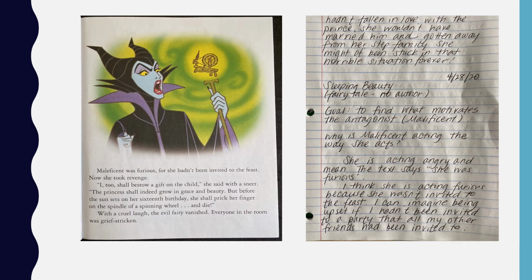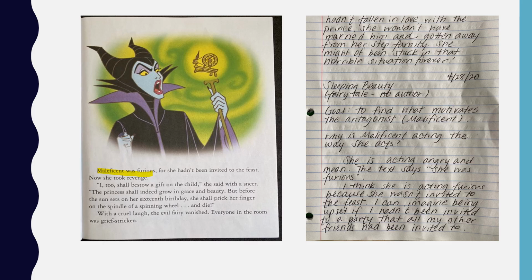And I started looking at all of the pages in the book where Maleficent was so that I could look for clues to help me understand why she was the way she was. And I wrote down that she's acting angry and mean. And on this particular page, I found some text evidence right here where it says, Maleficent was furious. And I went ahead and started thinking a little bit deeper about that. And I wrote, I think she's acting furious because she wasn't invited to the feast.